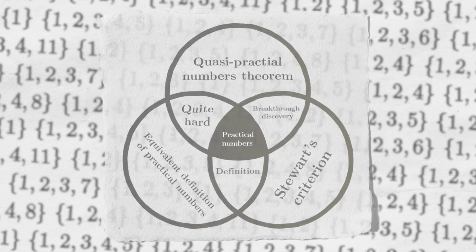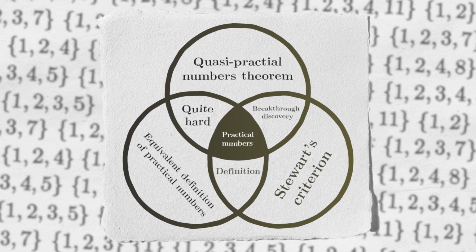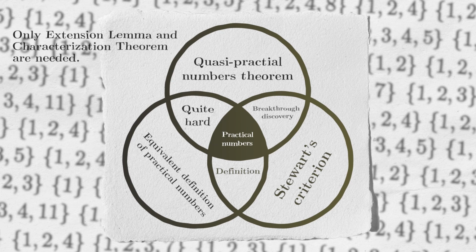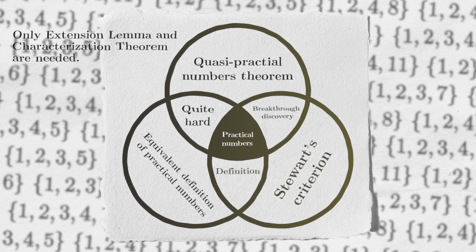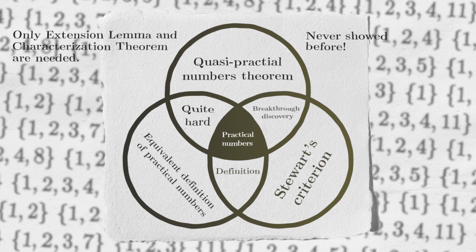However, I would like to focus on the proof of the theorem about quasi-practical numbers, the first one out of the Venn diagram trinity. There are two reasons for that. On the one hand, it only uses the extension lemma and the characterization theorem, but on the other hand, as far as I'm concerned, this is the only place on the internet where you are able to see it. Okay, let's get into it.